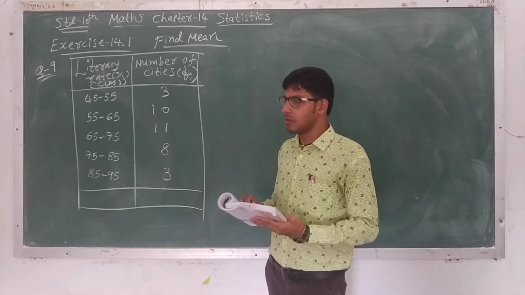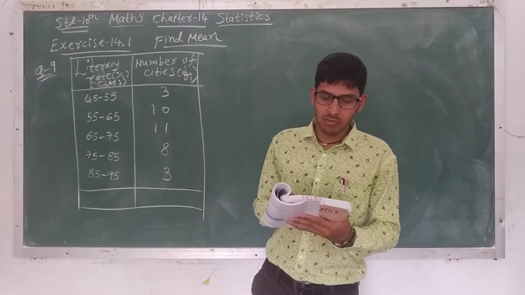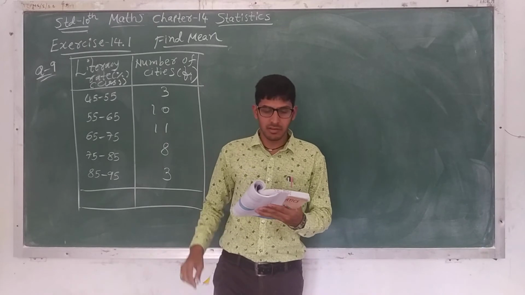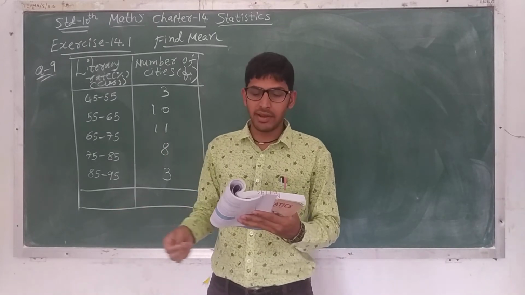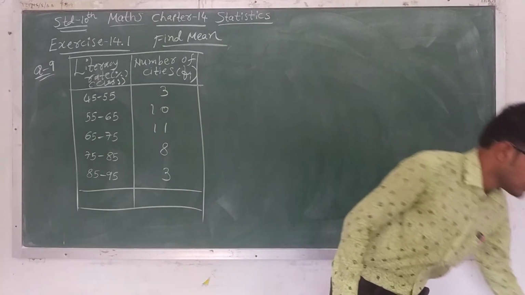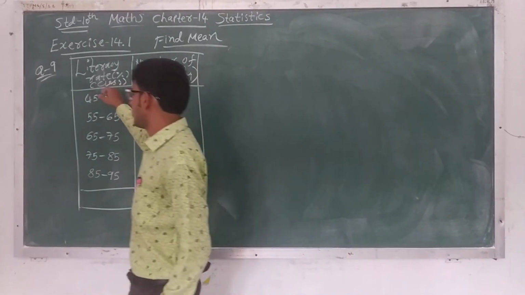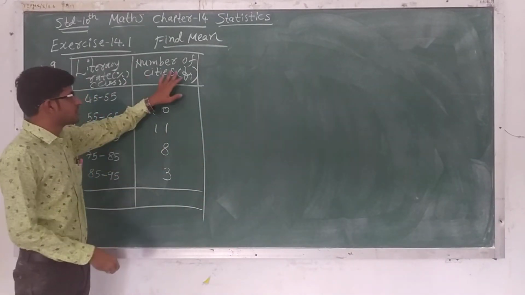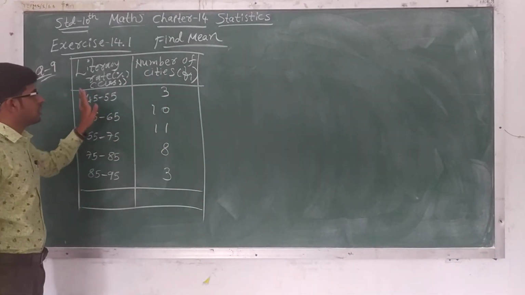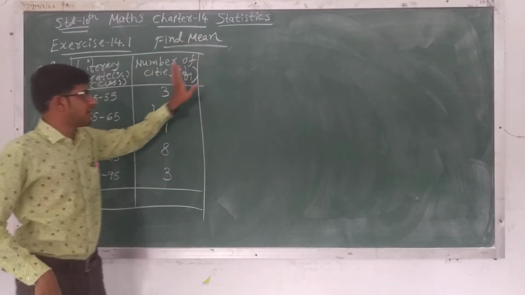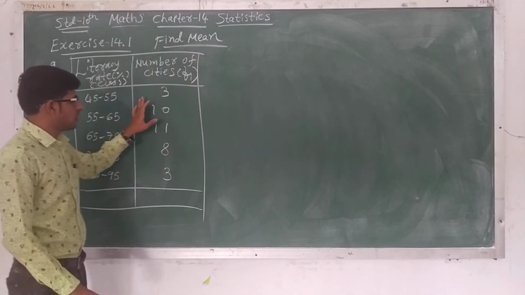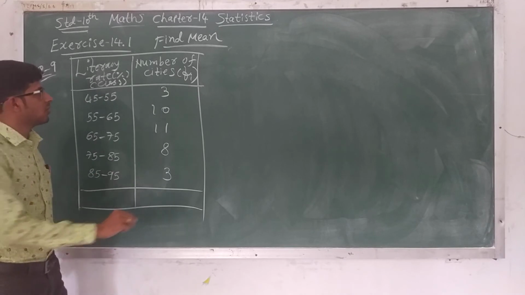Okay, next, question number 9. The following table gives the literacy rate in percentage of 35 cities. Find the mean literacy rate. So here, literacy rate in percentage, classes and number of cities Fi are given, and we have to find the mean literacy rate. So we have to apply the direct method of mean.